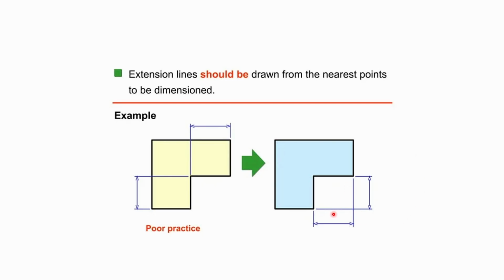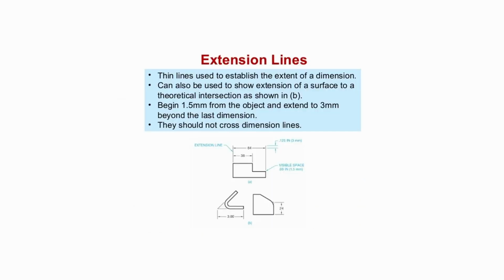Same thing here. Dimension lines, extension lines, versus going here and here. This is a lot more understandable, and that's what they call poor practice. All right, so extension lines. Extension lines, like I said, are these lines that come up like that for the dimension. These are the dimension lines here.